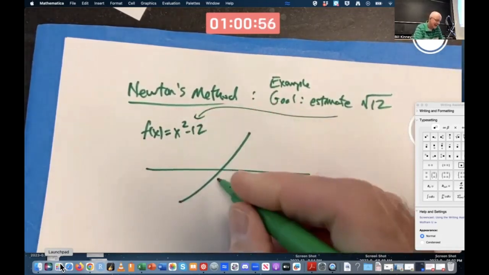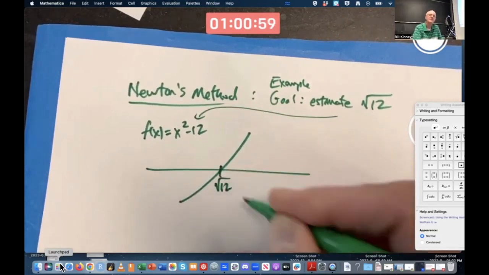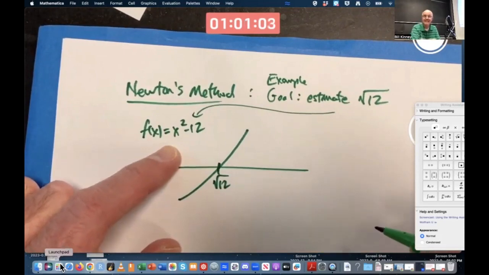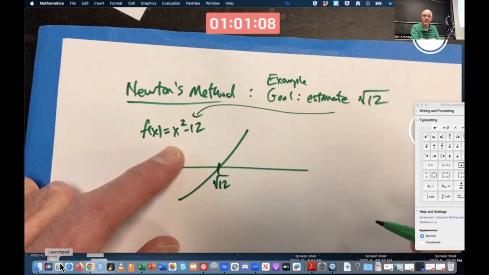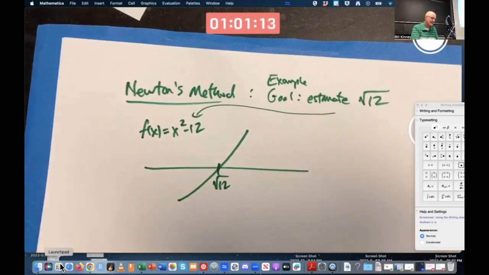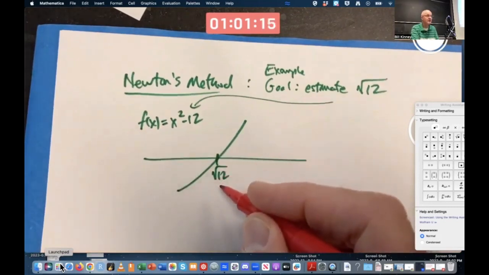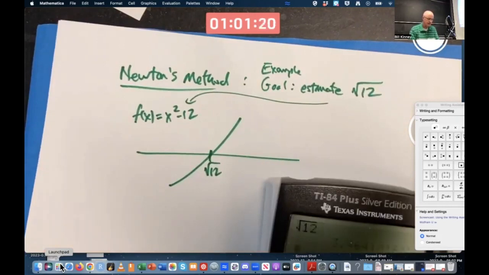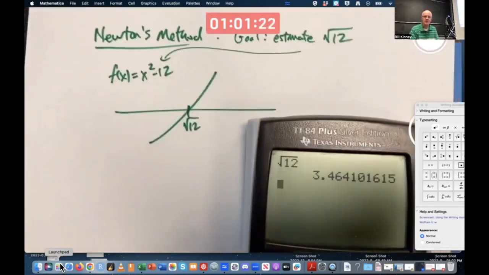That's a function that has an x-intercept at the square root of 12. If you plug in square root of 12 in place of x, square root of 12 squared is 12. 12 minus 12 is 0. Newton's method says that to estimate this number, which is an irrational number, let's see what it is on a calculator. Square root of 12 is about 3.464101615, blah, blah, blah. I'd like to approximate this number, maybe even without a calculator.